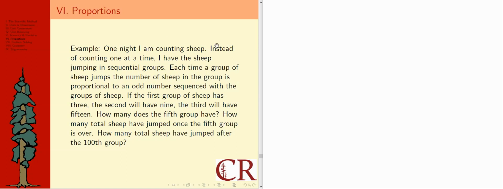So it says here, one night I am counting sheep. Instead of counting one at a time, I have the sheep jumping in sequential groups. Each time a group of sheep jumps, the number of sheep in the group is proportional to an odd number sequenced with the groups of sheep. So if I write some odd numbers, that would be like 1, 3, 5.